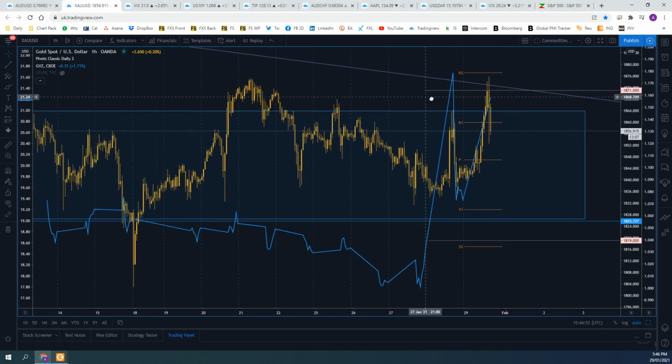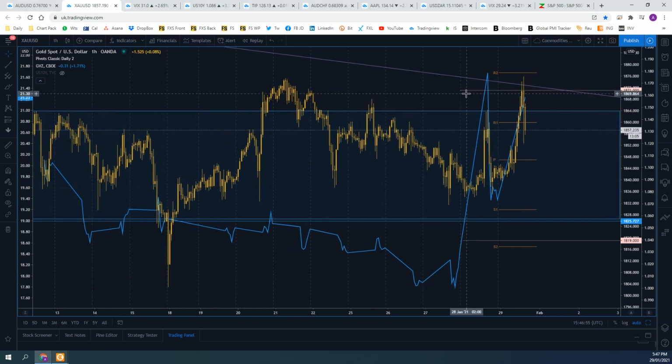So in this example, the premise was there, the bias was there, we had a great level to trade from. I was basically just waiting for a trigger point, and for me, that was GVZ opening up much higher in the session.